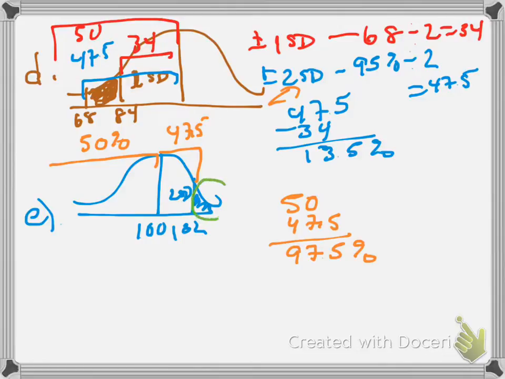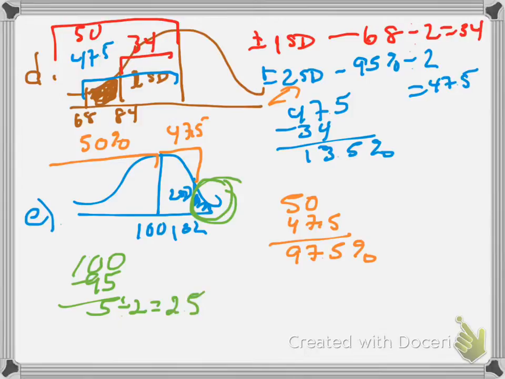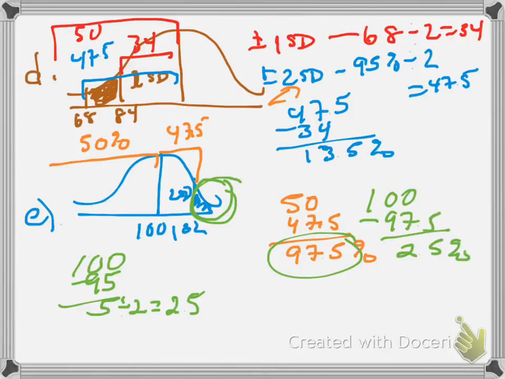Another way to look at it is that the area outside of 2 standard deviations is 5, right? Because 100 minus 95 is 5. And I just want this half here, so I'm going to divide it by 2. And I get 2.5. See, I didn't take this and I didn't subtract it. Silly Schwartz. All right, this one is hard.